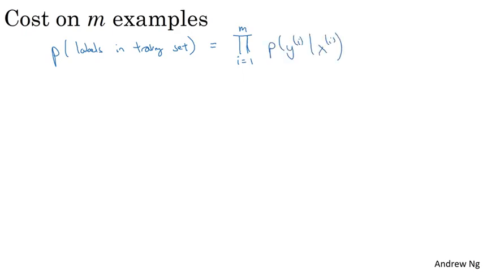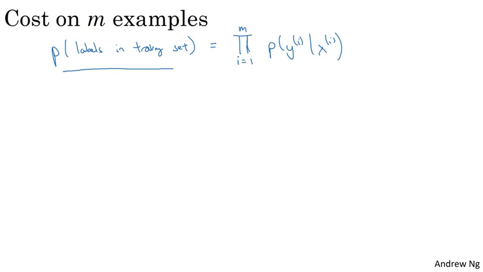Let's figure that out. So the probability of all the labels in the training set, right? I'm writing this out a little bit informally, is if you assume that the training examples are drawn independently or drawn IID, identically independently distributed, then the probability of the examples is the product of probabilities. So the product from i equals 1 through m of p of y i given x i. And so if you want to carry out maximum likelihood estimation, right, then you want to find the parameters that maximizes the chance of your observations in the training set.